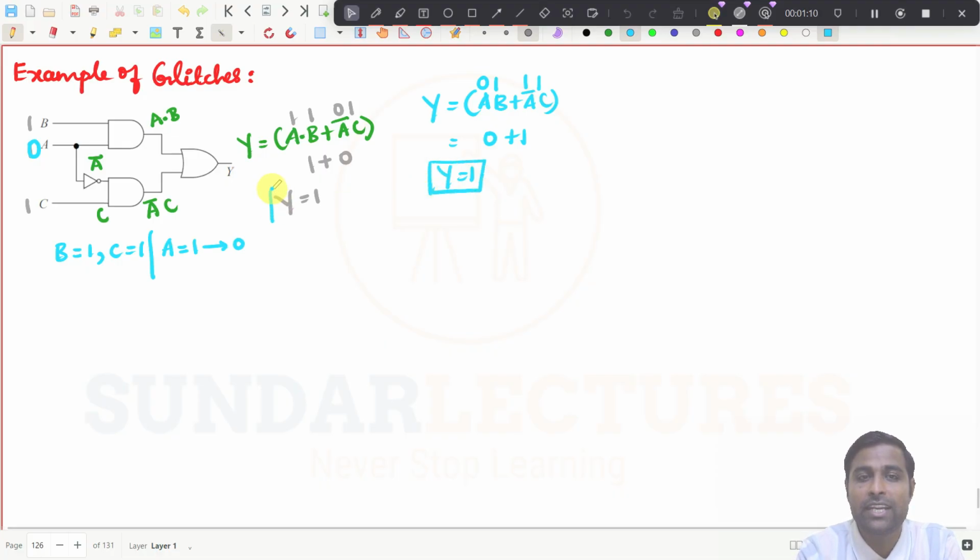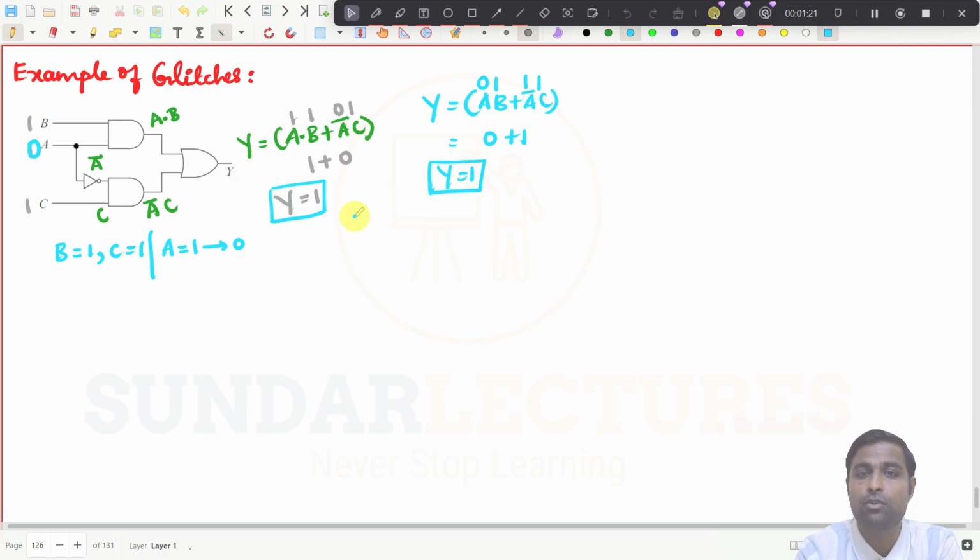So what is the idea of this circuit? Even if you change this A from 1 to 0, the desired output of the logic circuit has to be 1 in both cases, right? 1 1 1, the output should be 1, and even if you change this 1 to 0, the output should be 1. What will happen here? That is the idea. If I change this 1 to 0, then what happens?